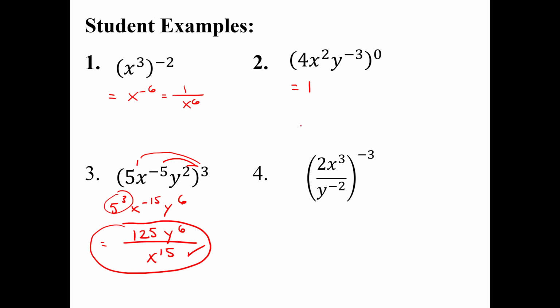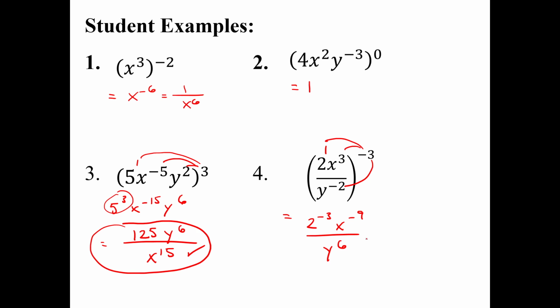Okay, 4 is a little trickier. Don't forget to distribute to the top and the bottom when you do that. Okay, that's going to give me 2 to the negative third, x to the negative 9, y to the positive 6.